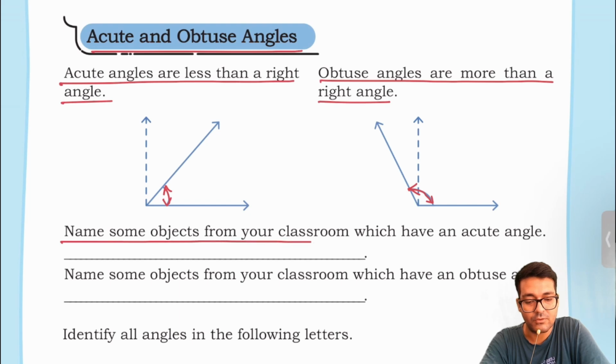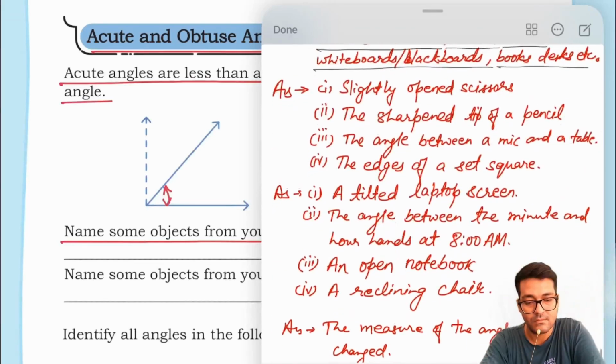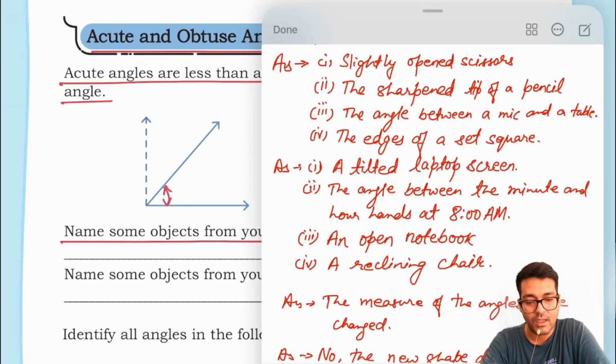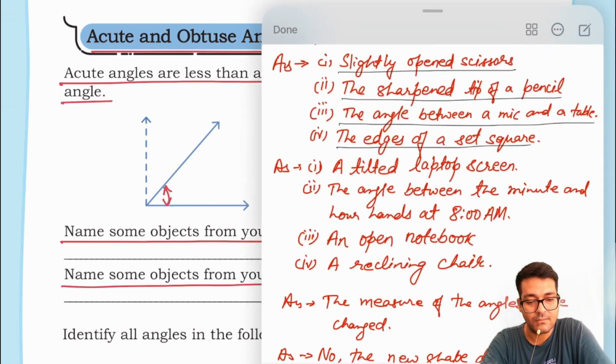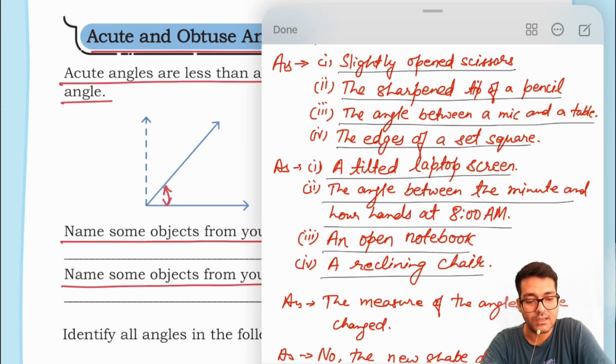Name some objects from your classroom which have an acute angle. Answer: slightly opened scissors, the sharpened tip of a pencil, the angle between a mic and a table, the edges of a set square. Name some objects from your classroom which have an obtuse angle. A tilted laptop screen, the angle between the minute and hour hands at 8 am, an open notebook, a reclining chair.